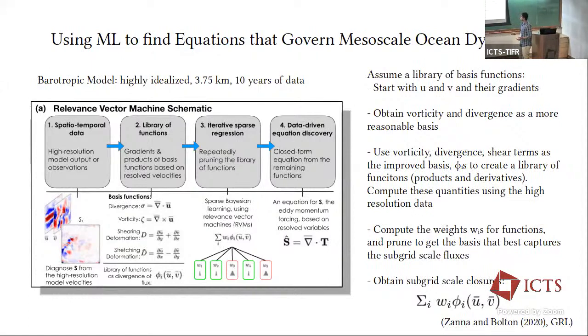but essentially you compute these functions using the high resolution data. So if you have divergence, you compute the divergence. If you have vorticity, you compute the vorticity from your high resolution data. And then what you do is you essentially assume your closed form solution to be something like this, like a linear combination of all the library of functions that you assume.